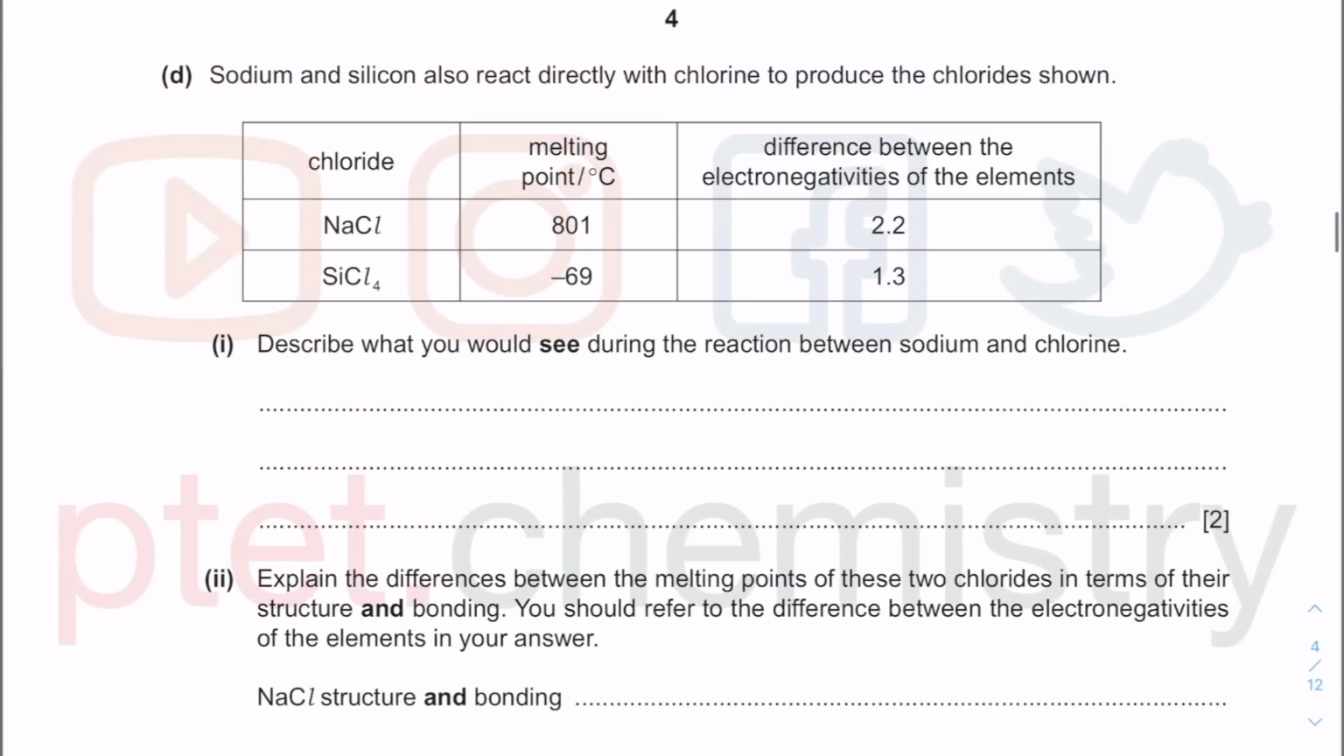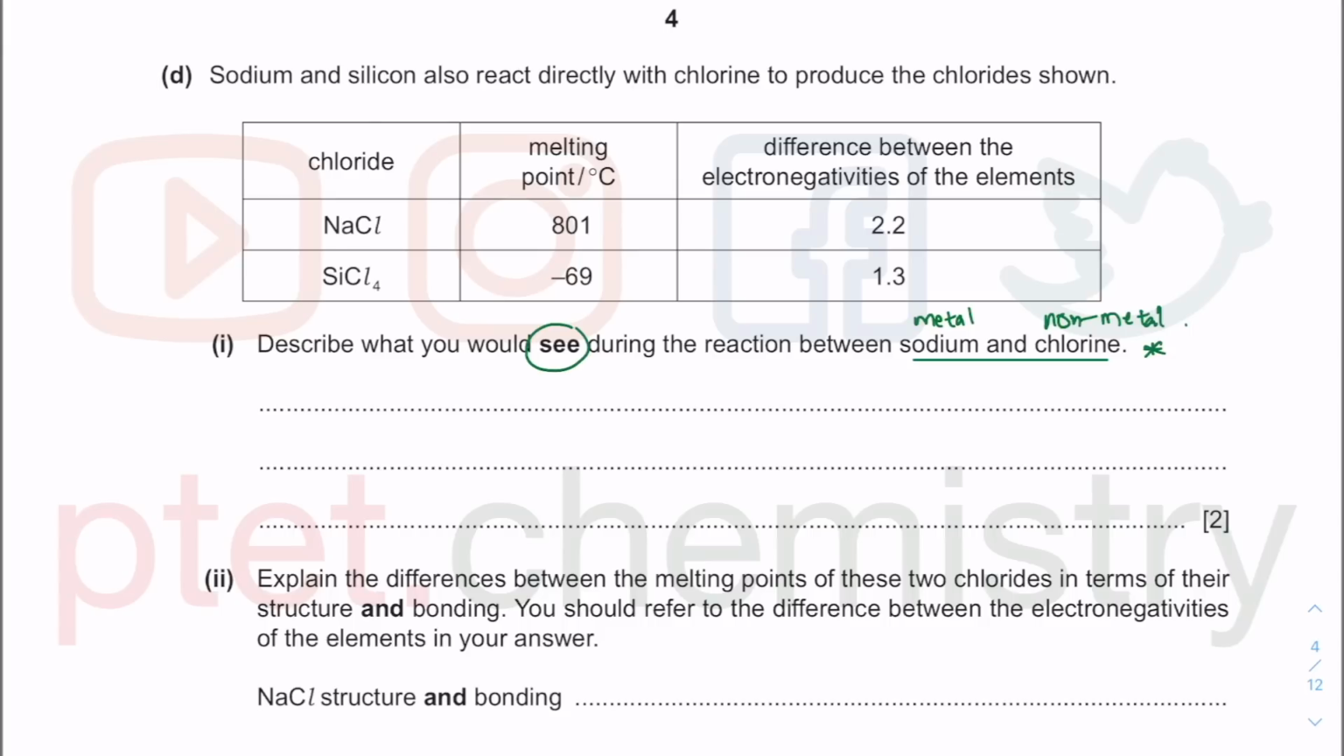Now the next thing: these are chlorides of the period 3 elements. As I mentioned, silicon tetrachloride has a very low melting point because it's a simple covalent structure. Now, describe what you would see during the reaction between sodium and chlorine. This is not silicon and chlorine, but between sodium and chlorine. This is sodium metal, and then you have chlorine, a non-metal.